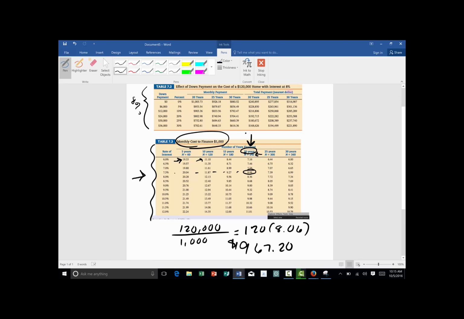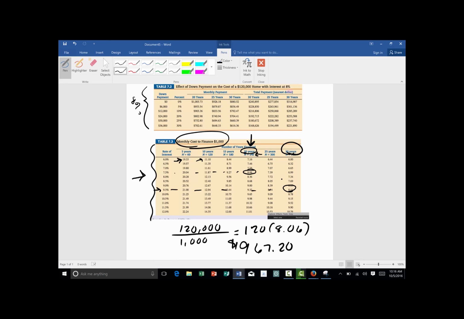If you decided you wanted to do 30 years, which is what most payments are, and let's say you had 9.5%. So go on over and we find 30 years, which is $8.41. So $8.41 times 120 comes out to $1,009.20. That would be your monthly payment. So this is how this works.